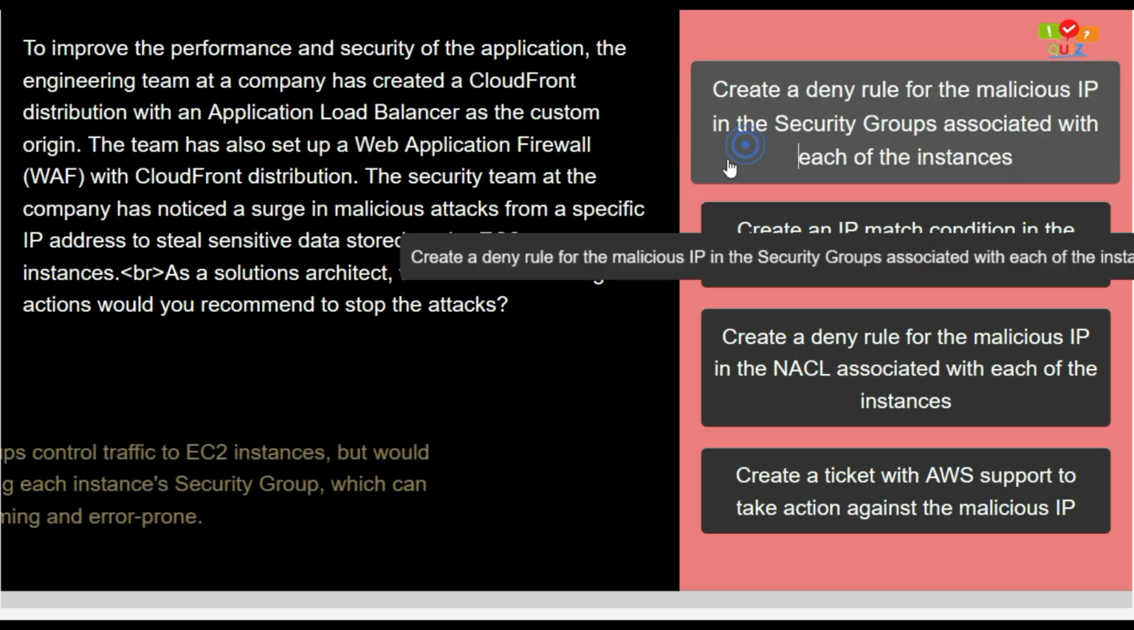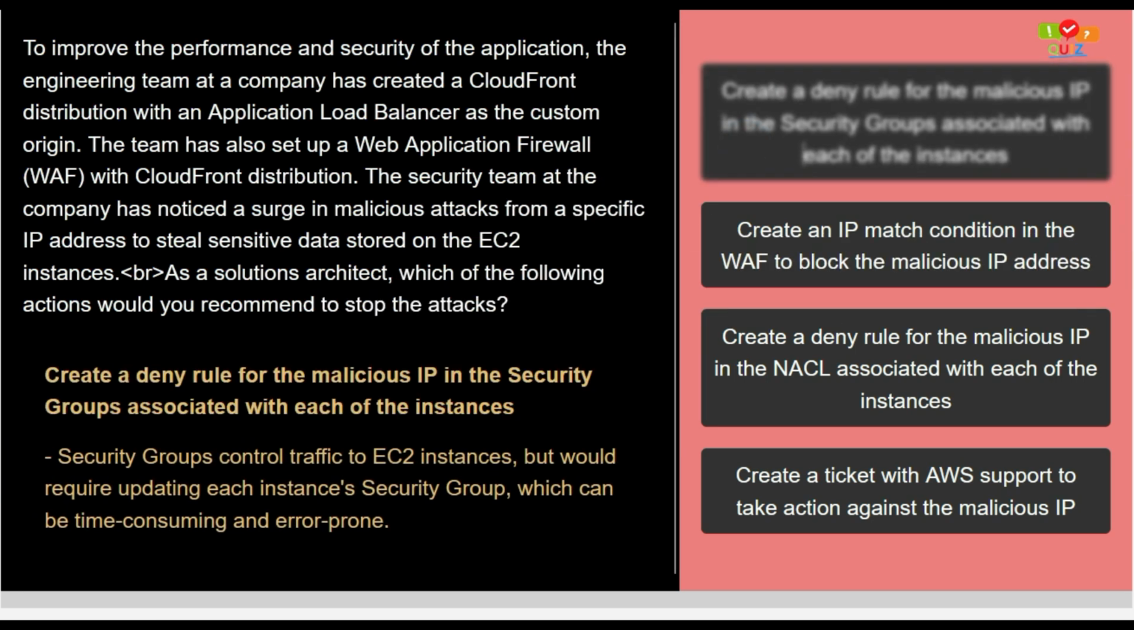Option 1, which is create a deny rule for the malicious IP in the security groups associated with each of these instances. Now see, security groups control traffic to EC2 instances but would require updating each instance's security group, which can be time consuming and error prone. So this is your wrong answer.